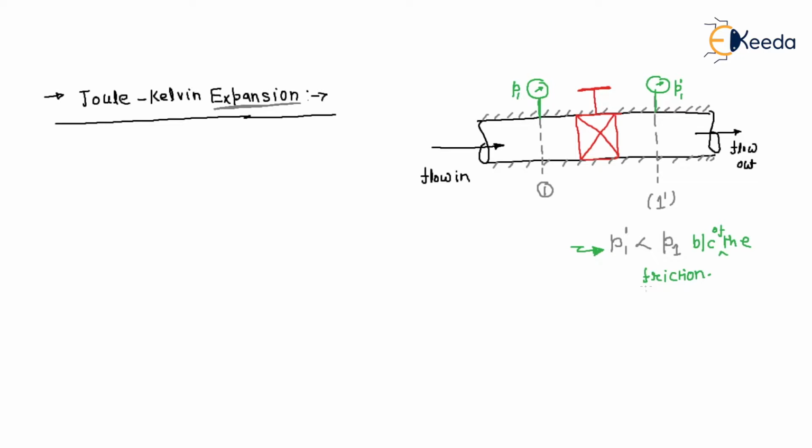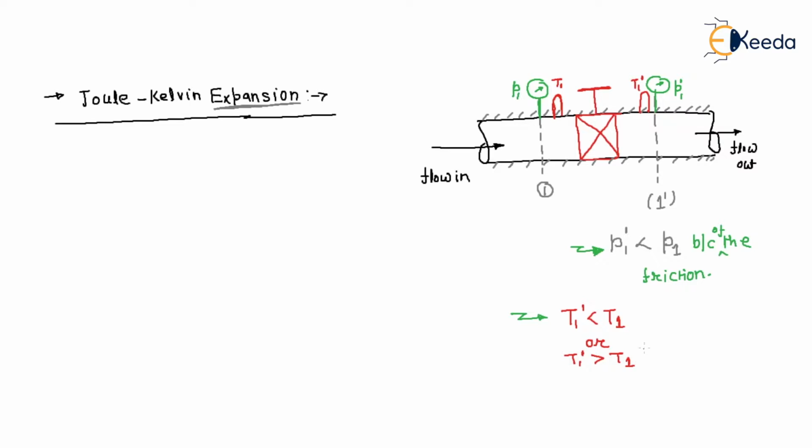And why is this done? Because of friction. Now, the second thing is that if you measure the temperature, if you install a thermometer here which measures temperature T1, and also install a thermometer here which measures temperature T1 dash, can you say that T1 dash is less than T1 or T1 dash is greater than T1?